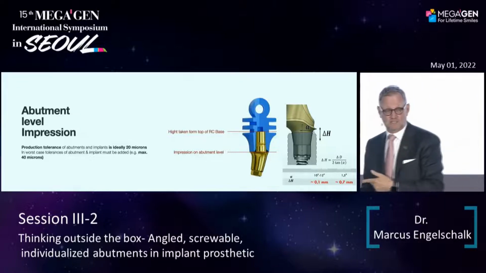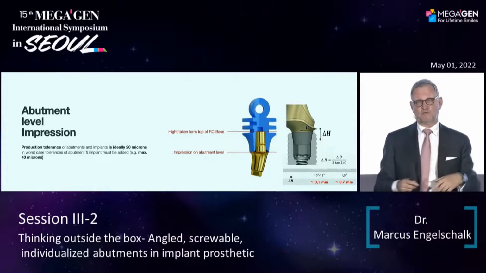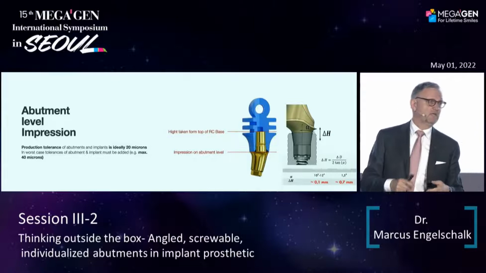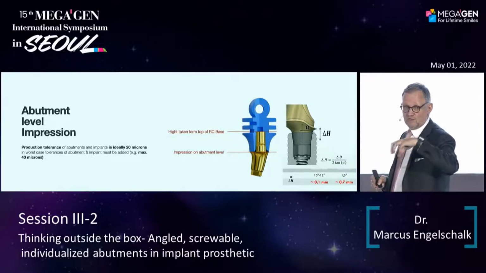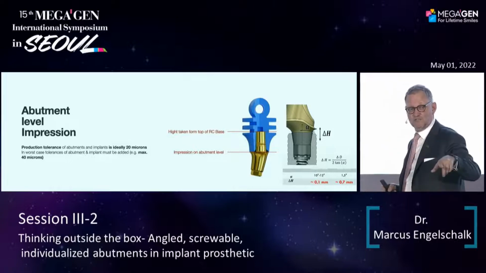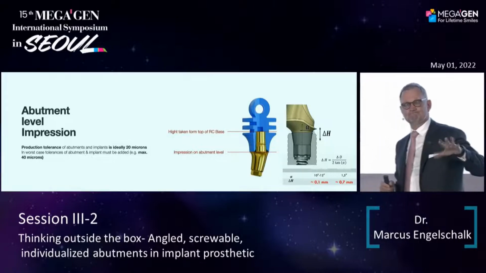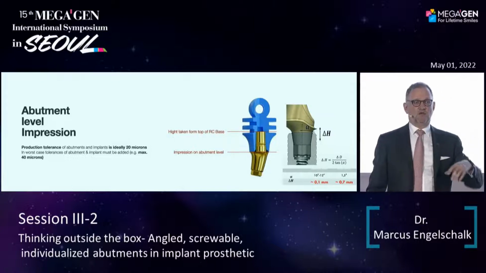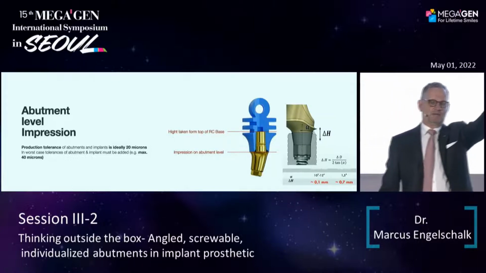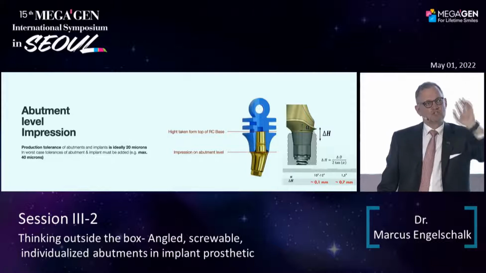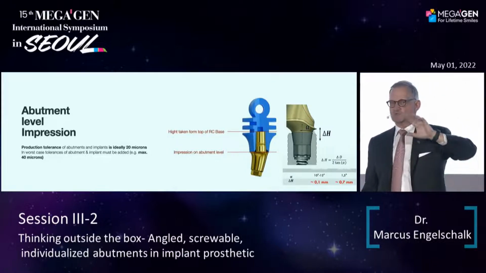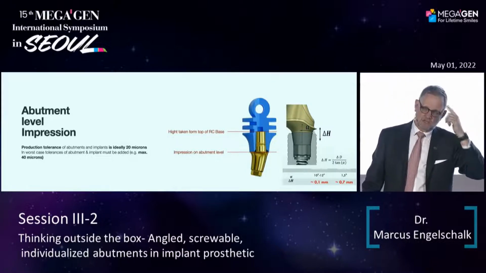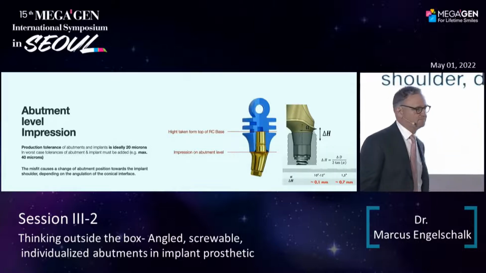So in the worst case, if we deal with 20 microns for the implant and 20 microns for the abutment, we have 40 microns. If you do the impression on the implant itself and not on the abutment, maybe the prosthetic won't fit that good. So if you do the impression on the abutment level, you just have to deal in the worst case with 20 microns. So that's very smart here in the system.